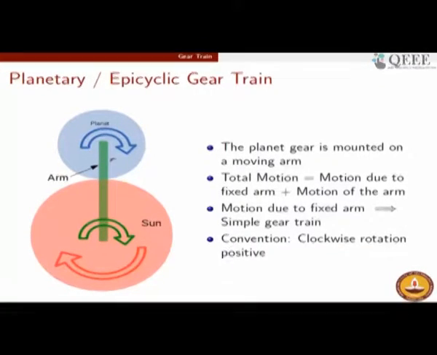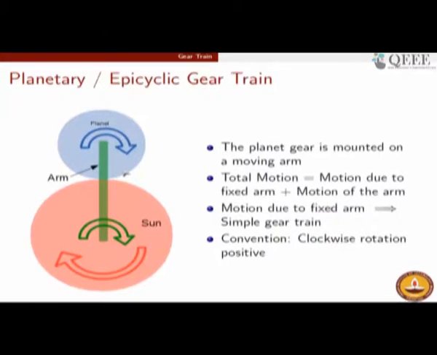If the arm is fixed, the analysis is as simple as a simple gear train between the sun and the planet. The sun rotates in this fashion, which is clockwise, and the planet rotates in this fashion, which is also clockwise as per the diagram, but it should be the other way around because it is a simple gear train if the arm is fixed. I guess this drawing was done to show that both of them can have clockwise motion if the arm has a certain motion.